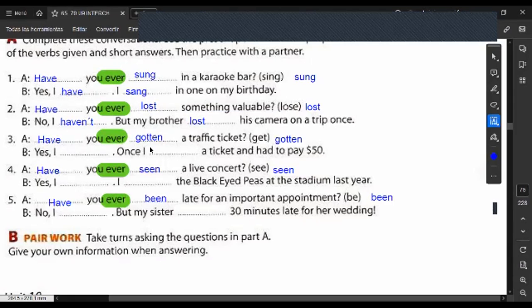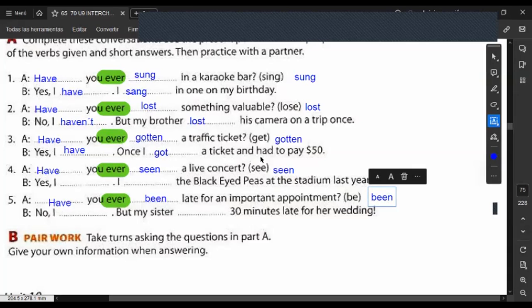Once, can you hear me? It says my internet connection is unstable. No, teacher. Okay. It cuts out quite a lot for me. Once I got a ticket and had to pay $50, right?